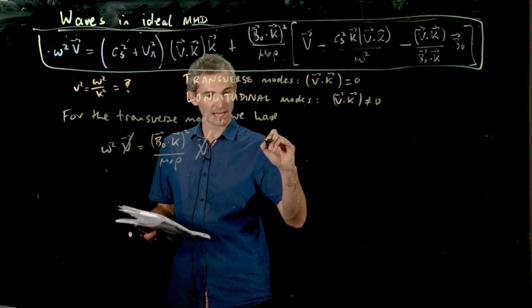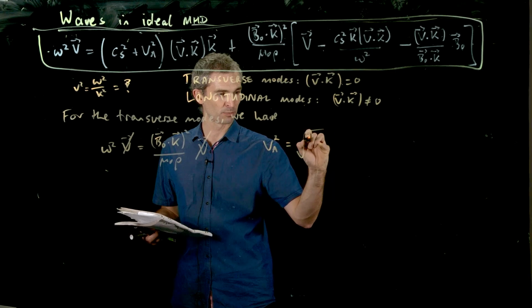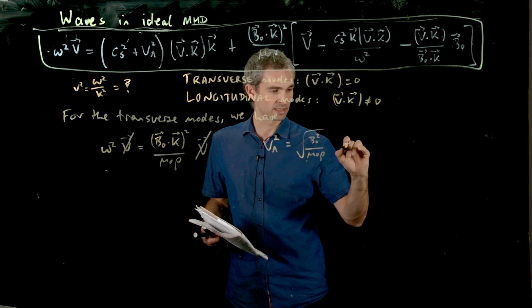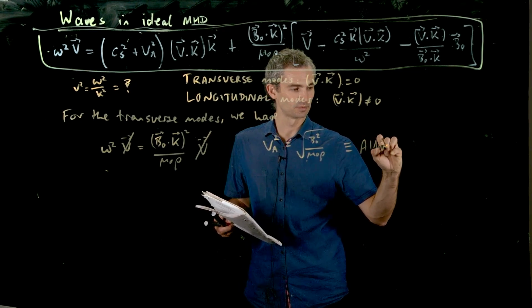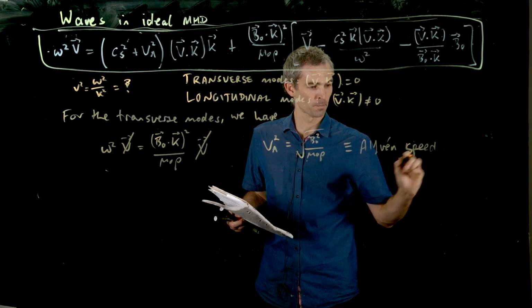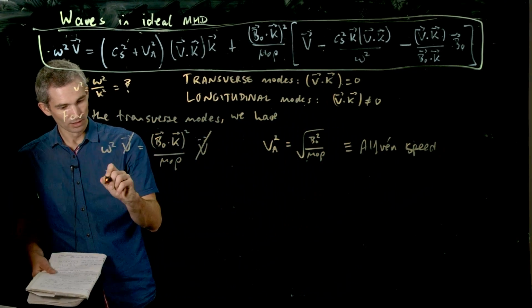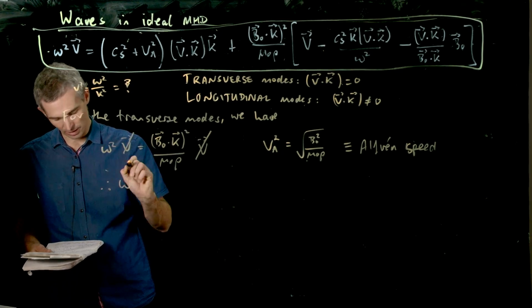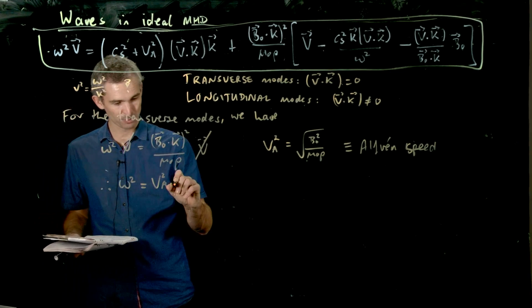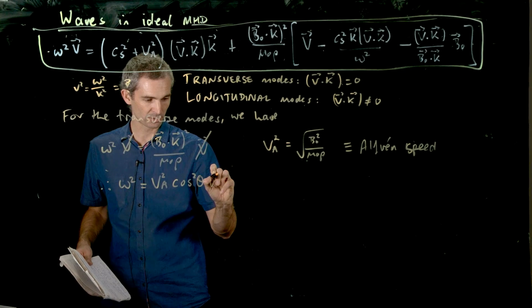Now recall that the Alfvén speed we defined as the square root of b naught squared on mu naught rho. Alfvén, as in the Alfvén speed. So v Alfvén squared cos squared theta k squared.